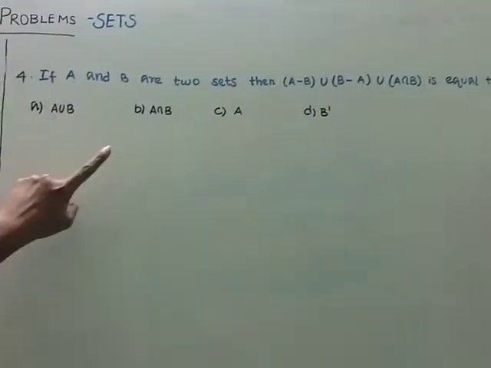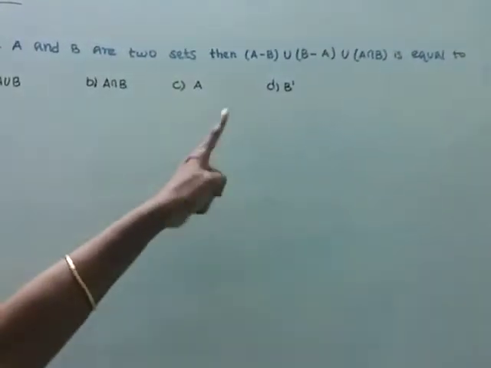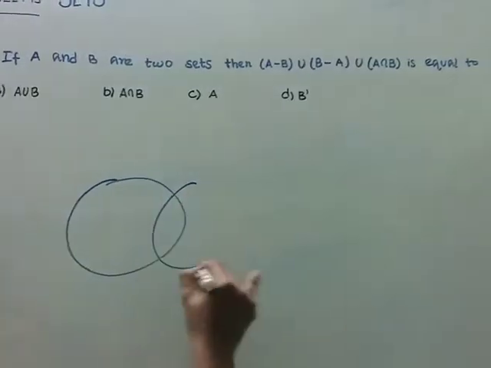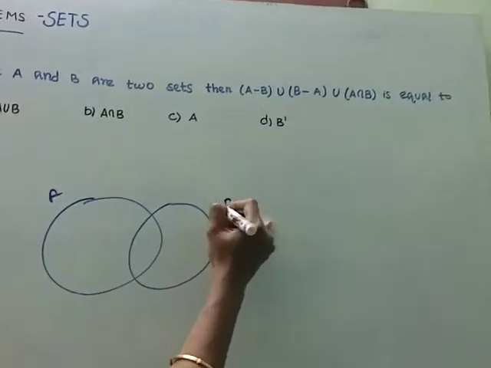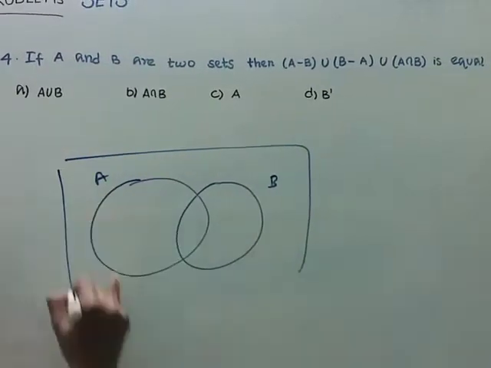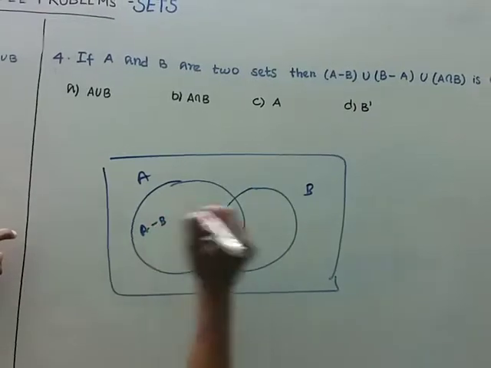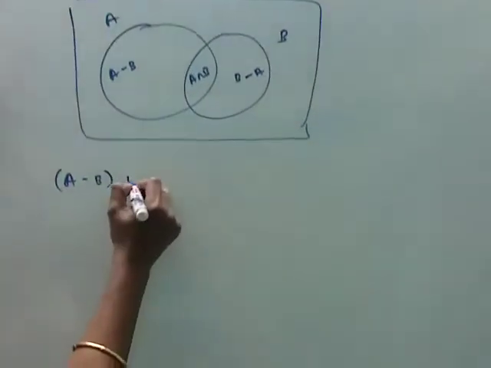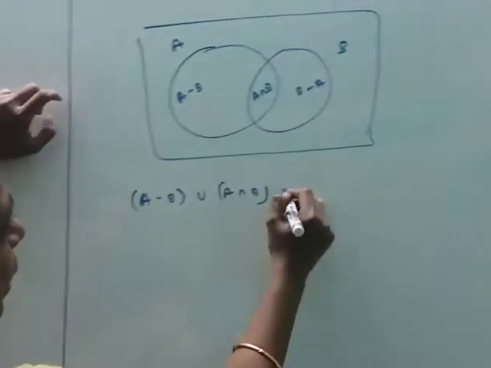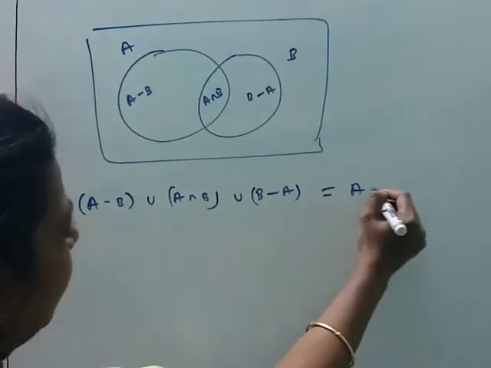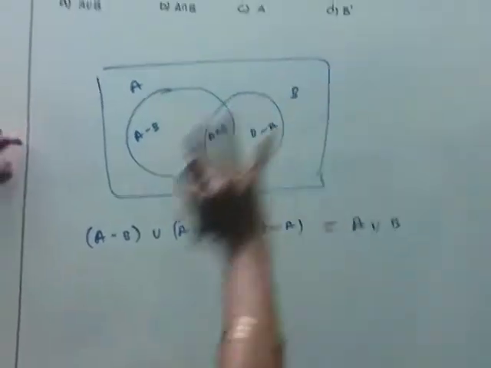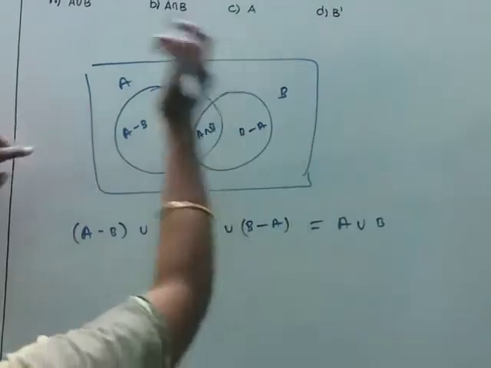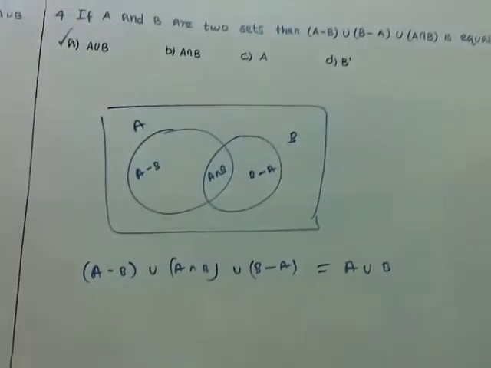If A and B are two sets, then (A minus B) union (B minus A) union (A intersection B). So this also we get a clear idea from the Venn diagram. So we are having the Venn diagram. Here A, here B, and I am putting the universal set. Here this will denote A minus B. This is A intersection B. This is B minus A. So from the diagram, A minus B union A intersection B union B minus A is a known formula. This will be equal to A union B. So clearly we get that from the Venn diagram itself. So the union of all these three becomes our A union B. So here the answer will be A union B. Okay? Perfect.